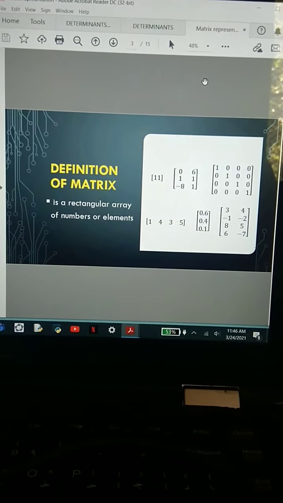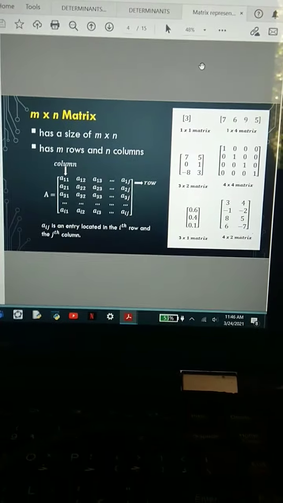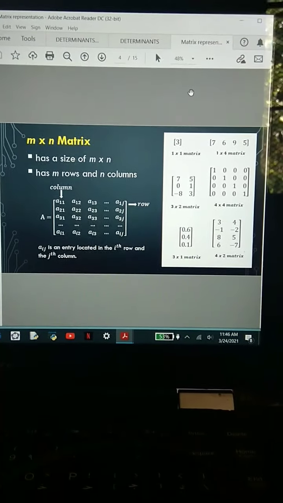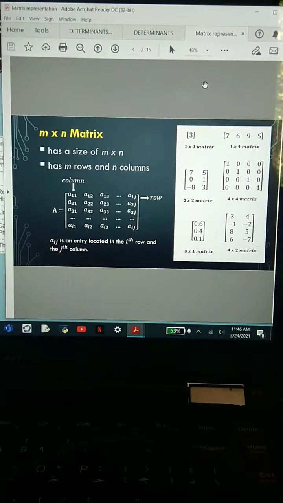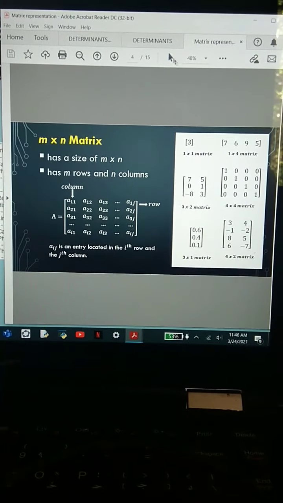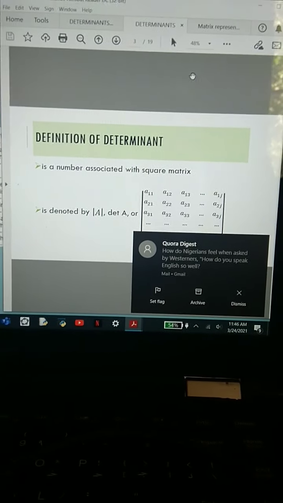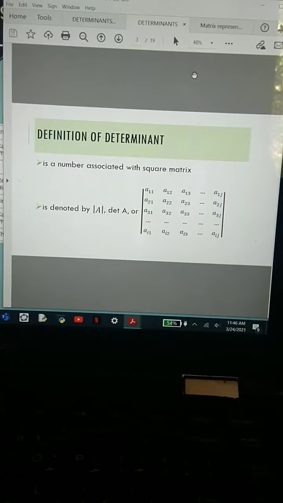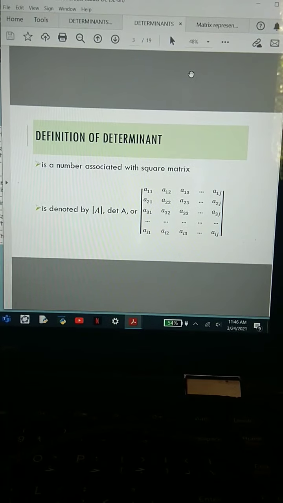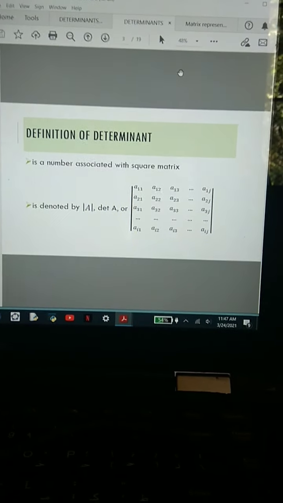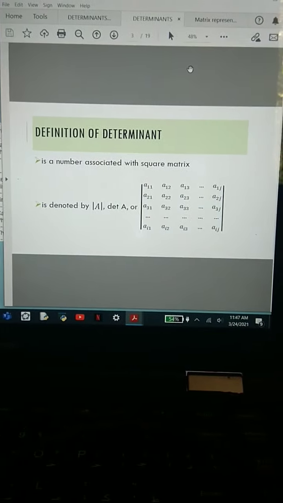A matrix is a rectangular array of numbers or elements, which is described by its rows first, followed by columns, at each number's position. A determinant is a number associated with square matrices.